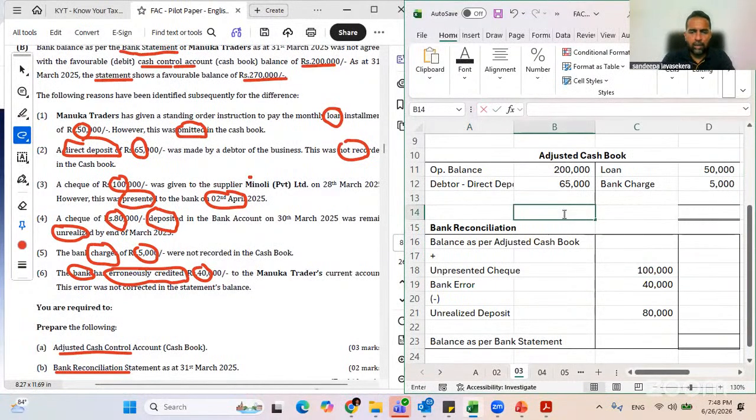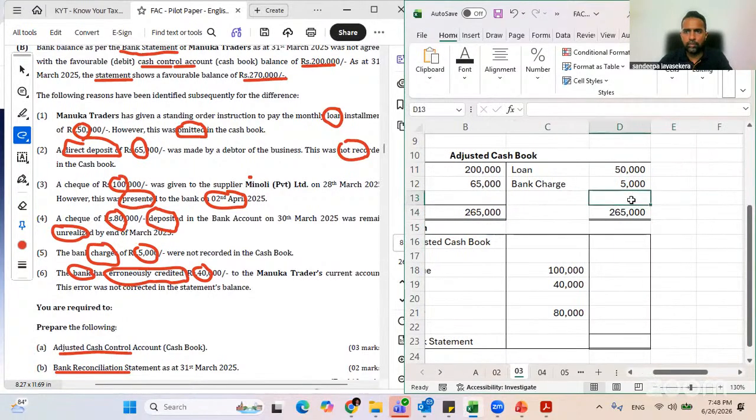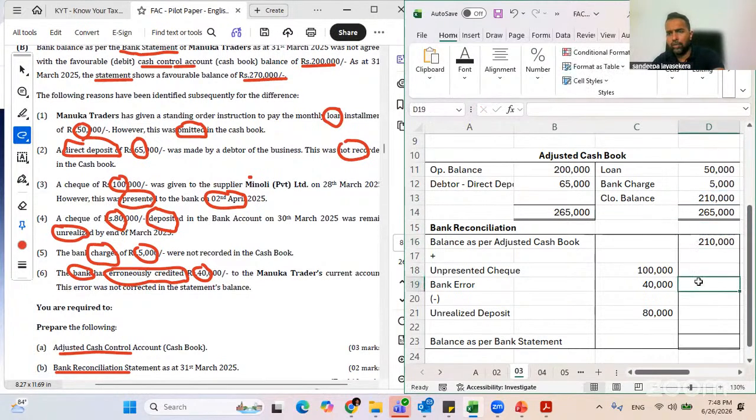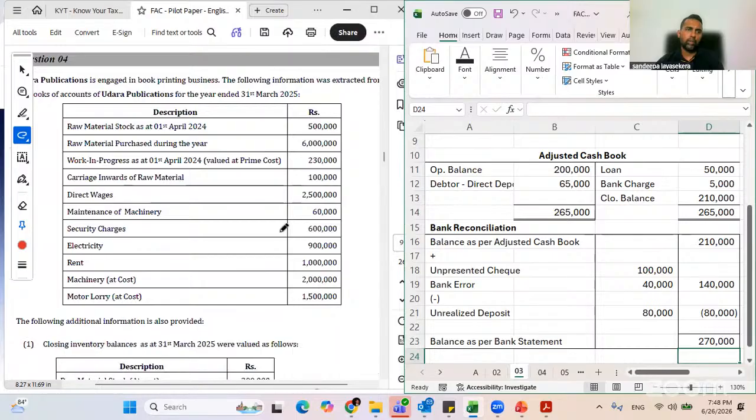Right, now I can close down the account here. So the closing balance is coming to 210,000. So the bank statement gets tallied at 270,000.